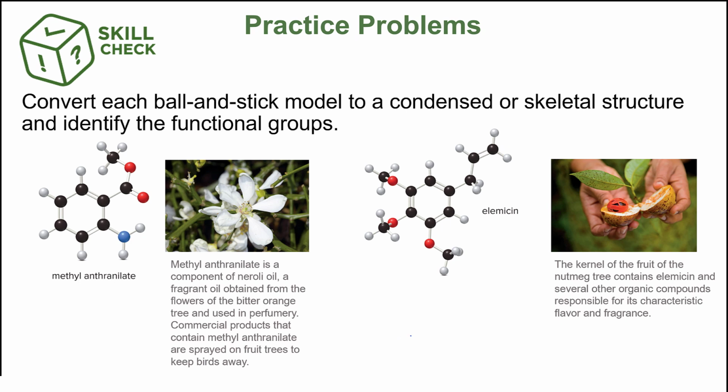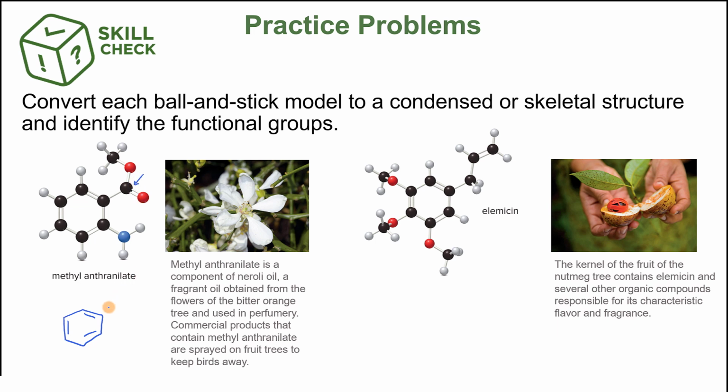Alright, so this problem is asking us to convert the ball and stick into the skeletal structure and then identify the functional group. So the first one is methyl anthranilate. This is in neroli oil, which is a fragrant oil that comes from the bitter orange tree that's used in perfumes. So if I look at the carbon structure here, there's a 6-membered ring with alternating double bonds, and we don't have to draw the hydrogens in.